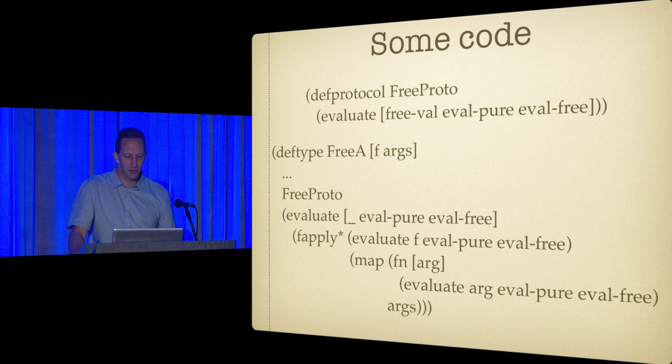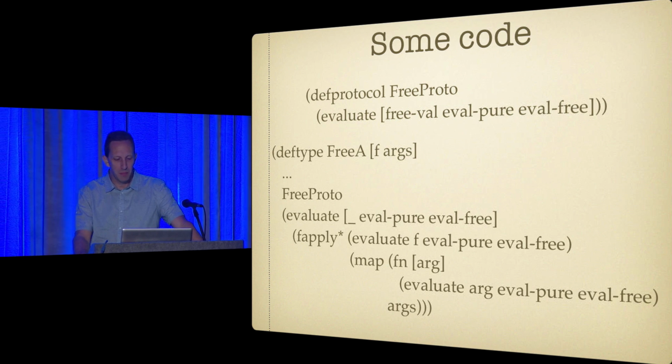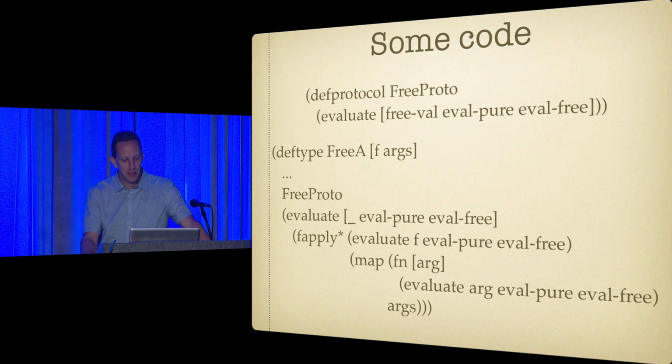Then free A is a little more complicated. I kind of munched things together to get them to fit on the slide. But so what it does, now remember, evaluate takes its three parameters and returns a value in whatever concrete type that you're going to, because eval pure and eval free have to return a value in that concrete applicative functor type. And remember that applicative functor types all implement the f-apply star function.